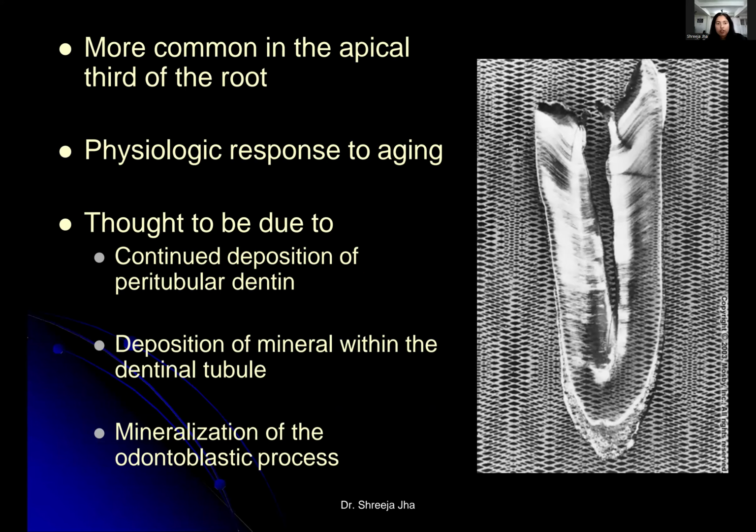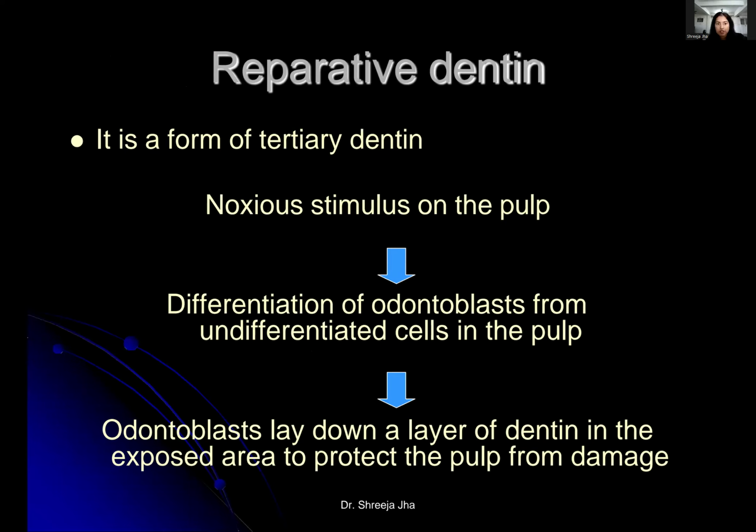Okay, so what is the reparative dentin? As we have studied tertiary dentin, remember it was due to the reflex of the stimuli like your restoration or any further treatment. So this is a form of tertiary dentin. As I said, it was a noxious stimulus for tertiary dentin, so reparative also has the same noxious stimulus on the pulp. Differentiation of odontoblasts from the undifferentiated cells in the pulp. Odontoblasts lay down a layer of dentin in the exposed area to protect the pulp from damage.